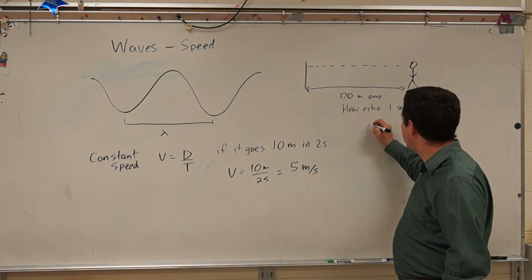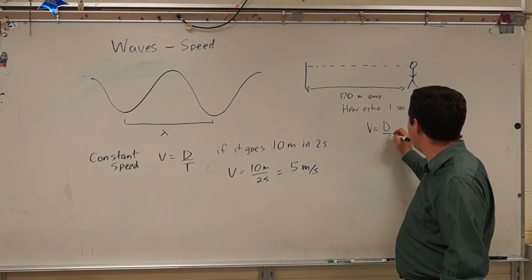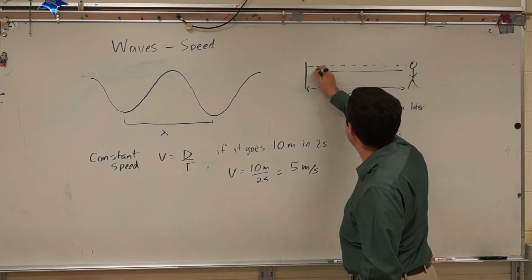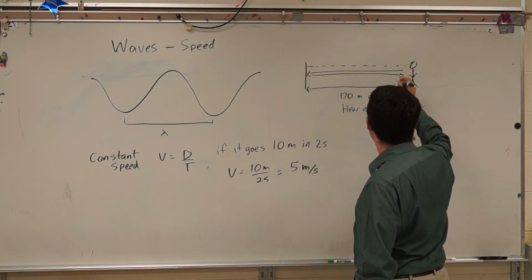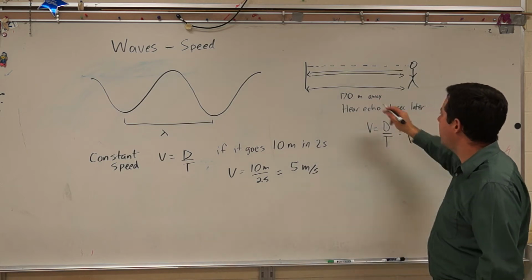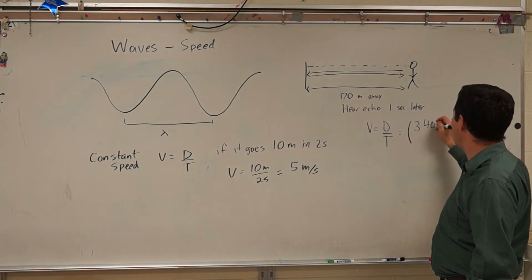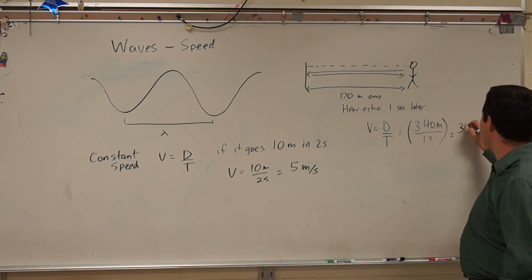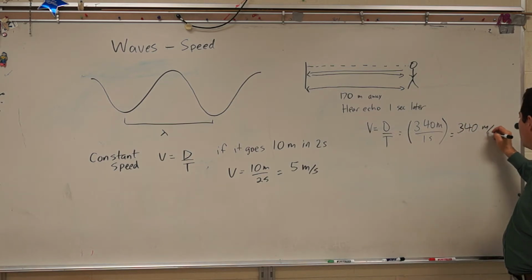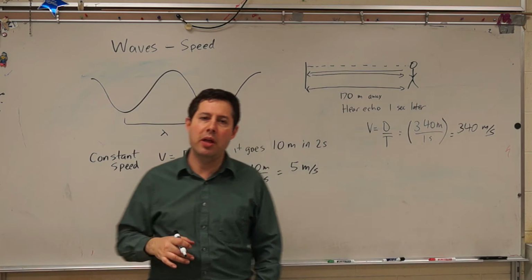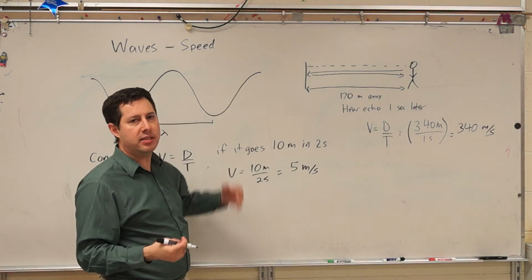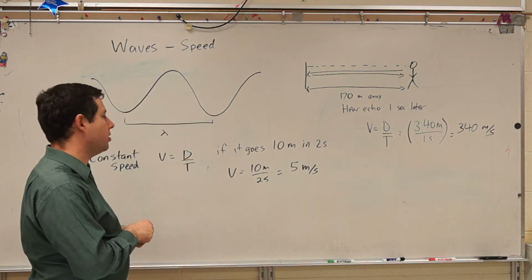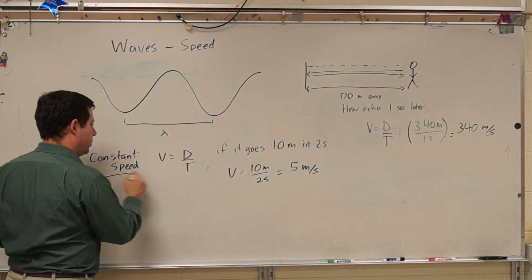So again, you can go speed or velocity is distance divided by time, but keep in mind that if you're hearing an echo, the sound has got to go there and back. So the total distance is really not 170, but 340 meters, and it does it in 1 second. So your speed would be 340 meters per second. Occasionally you will have echo problems where you got to realize that the distance is twice what you might have thought it was originally.